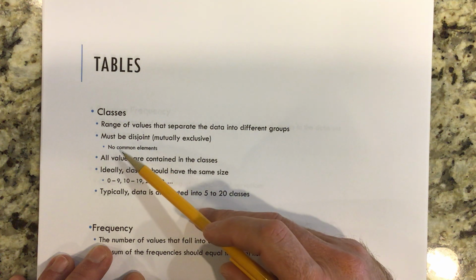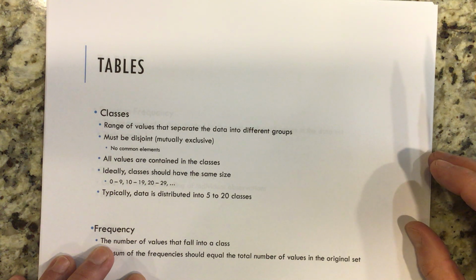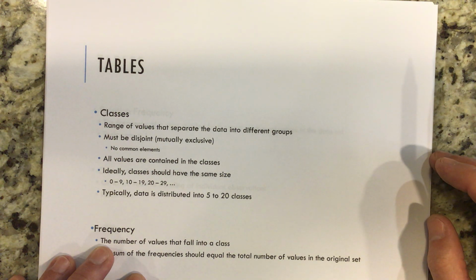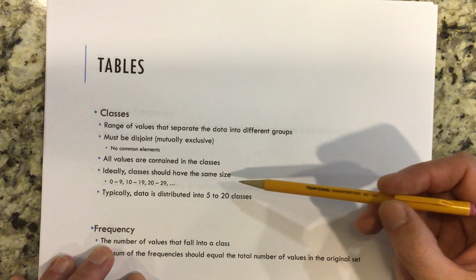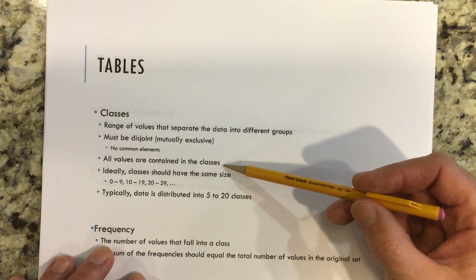Now it's very important that my classes are disjoint, or in other words, mutually exclusive. I can't have one piece of data landing in multiple classes because then I would be double counting that piece of data, right? So each class has to be disjoint, no overlap. When I set up my classes, I need to make sure that they cover all of the data in the data set. I can't just cut it off because I feel like it or because it's easier.